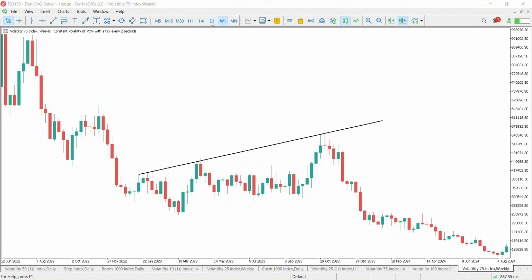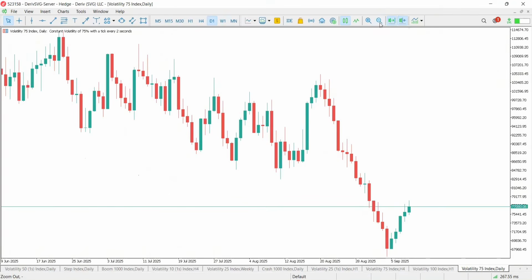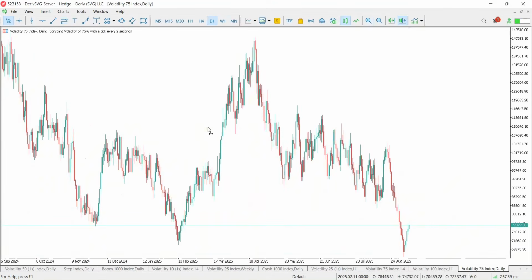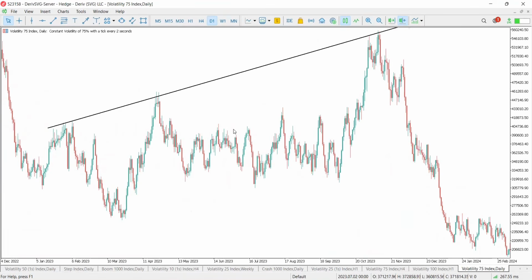We're going to check daily. Does daily agree with us that this is also a third touch? When you come to daily, you can clearly see the trend line. We have our first touch here, second touch, third. If you want, you can slightly adjust it, but we drew ours almost perfectly, and still we have the third touch here. Now, both weekly and daily are telling us that we're on the third touch.